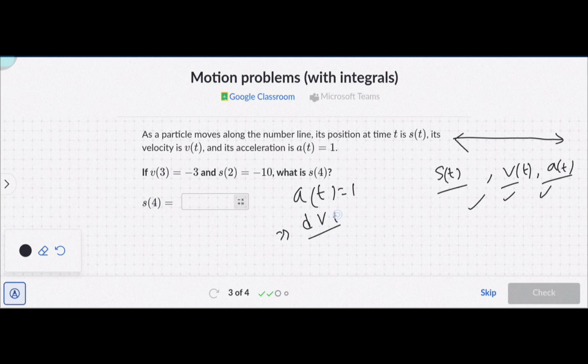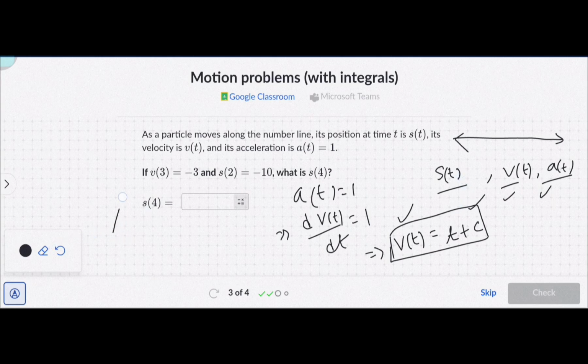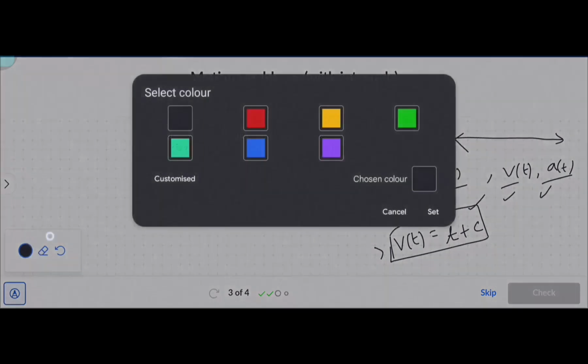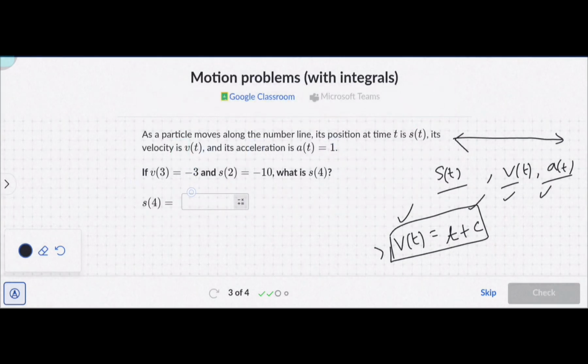dv by dt is equal to 1. So v(t) is equal to t plus c. Understand this? Now let's put boundary conditions. The boundary condition is this.